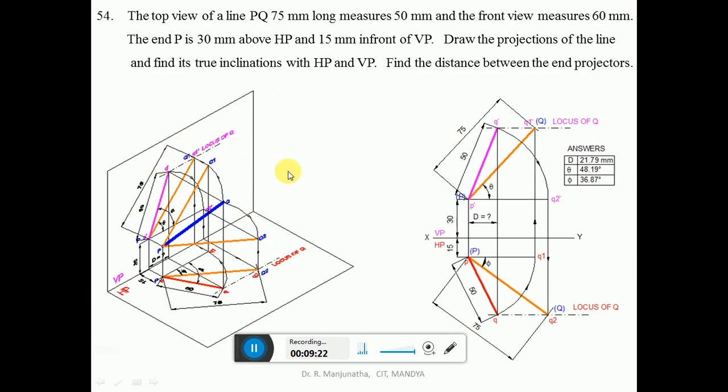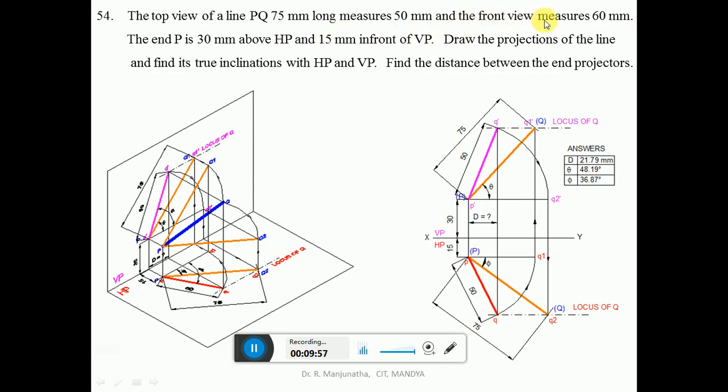Now we are going to solve the problem in 2 dimensions, that is in the sketchbook. First we draw the XY line and mark VP and HP. Then the point is 30 mm above HP. From the XY line you measure 30 mm above and draw a horizontal line. Similarly, 15 mm in front of VP, from the XY line you measure 15 mm and draw a horizontal line. Consider any point, draw a vertical line here, and mark this point as P dash and this point as P.